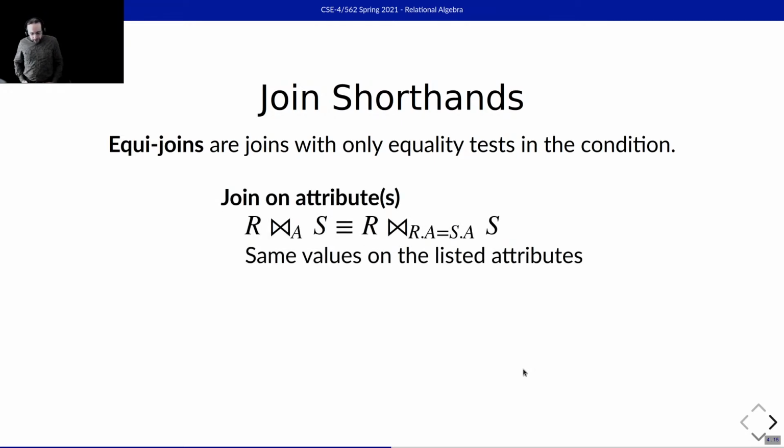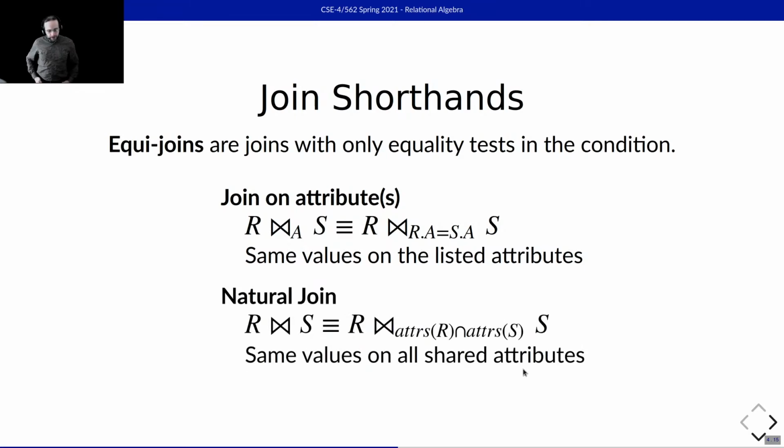Because these are so common, there are a couple of notational shorthands that we will often use. If I have a particular attribute that appears in both of my input tables, and I want to do an equijoin on that attribute, then I will just write that attribute rather than spelling out the full equals. So R bow tie subscript A S is exactly the same thing as R bow tie R.A equals S.A S. I'm essentially doing a lookup, computing all of the pairs that have the same value for that specific attribute.